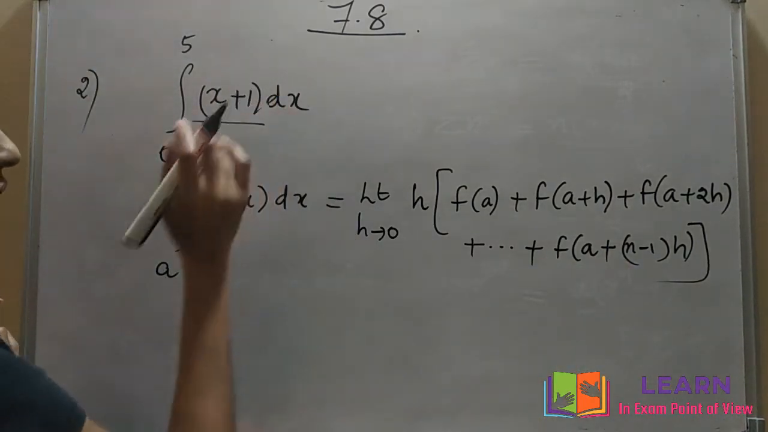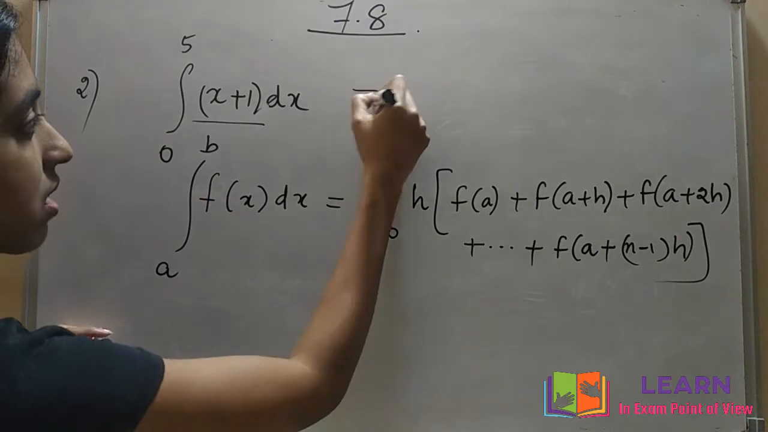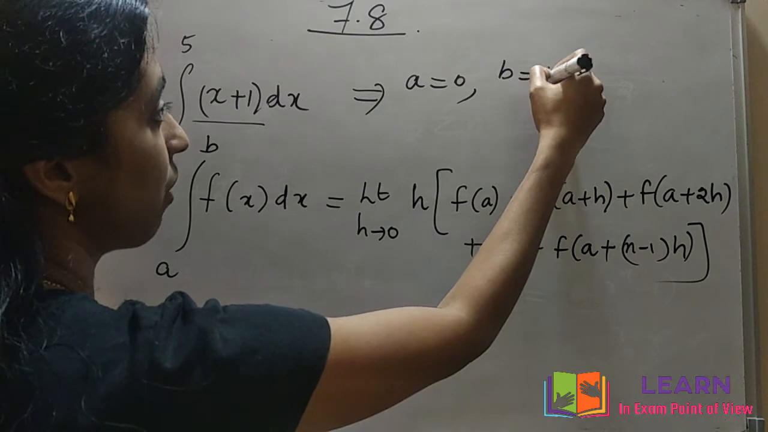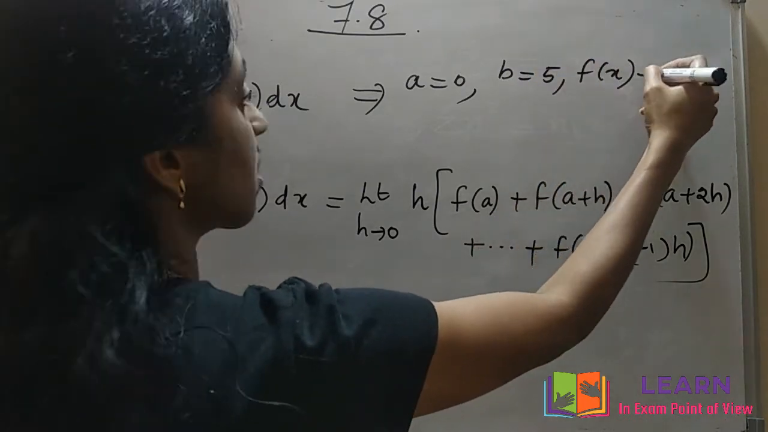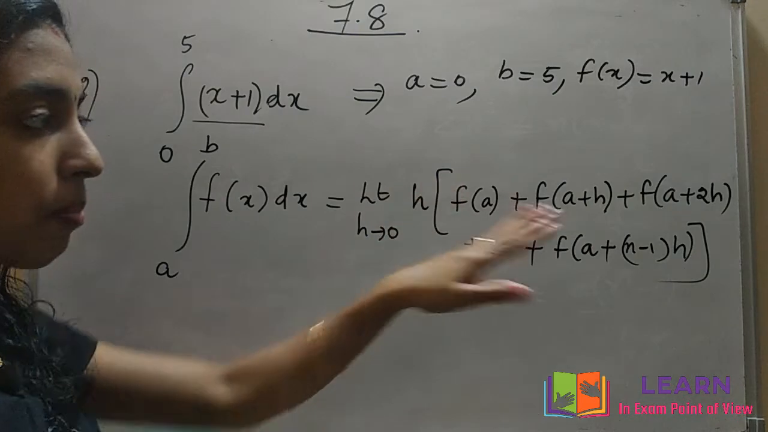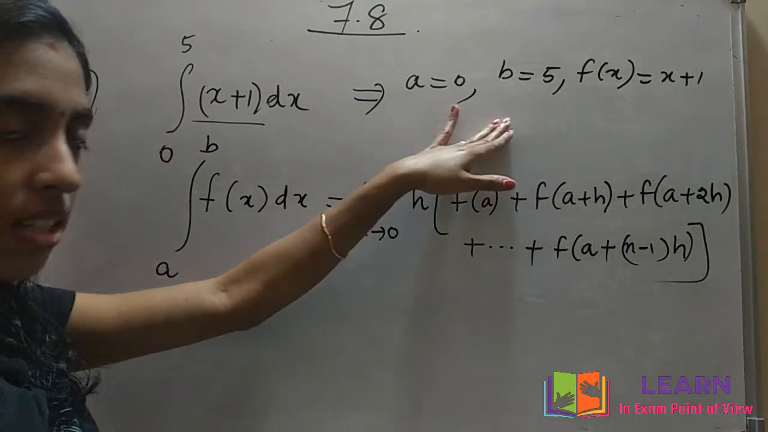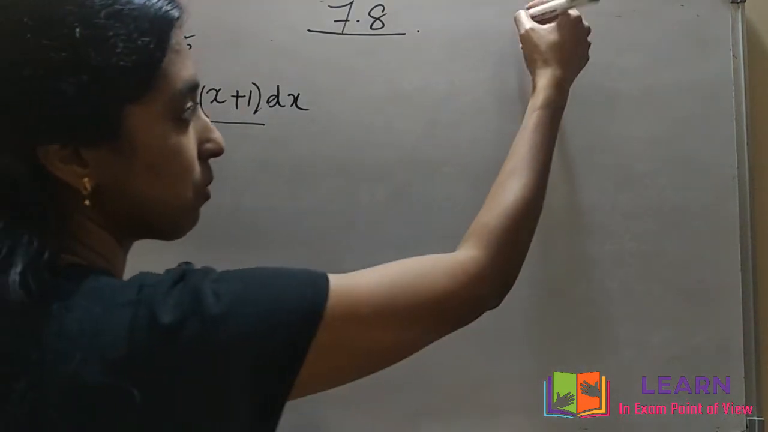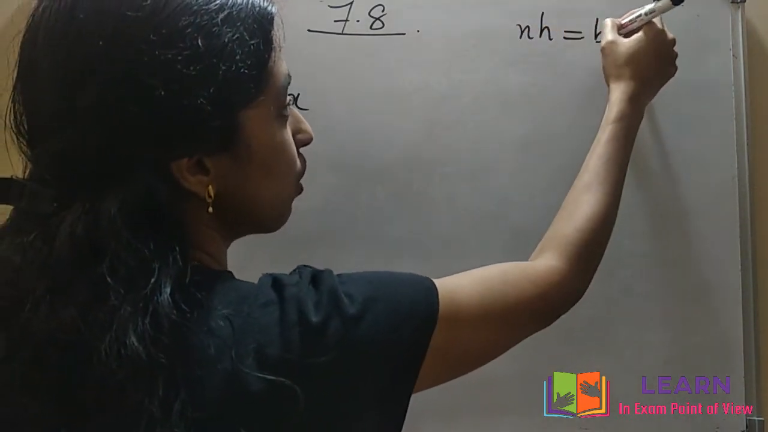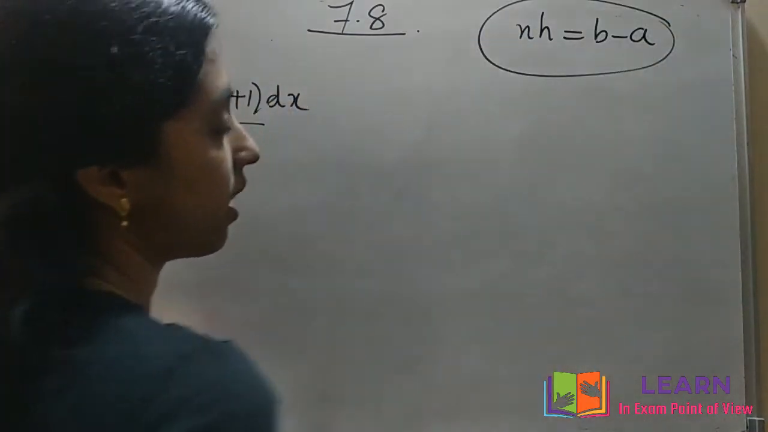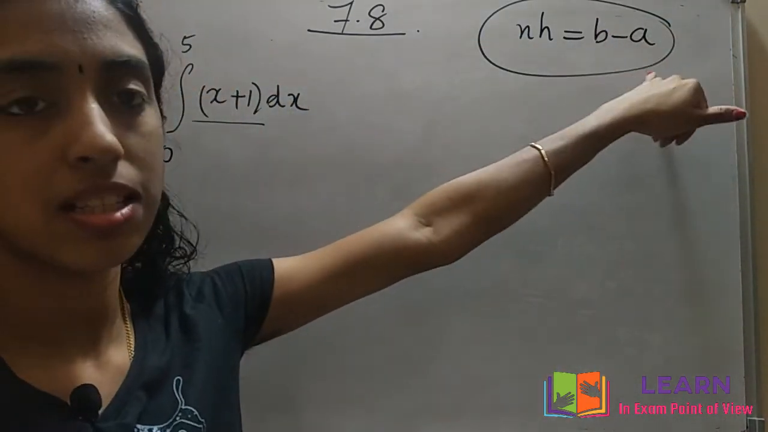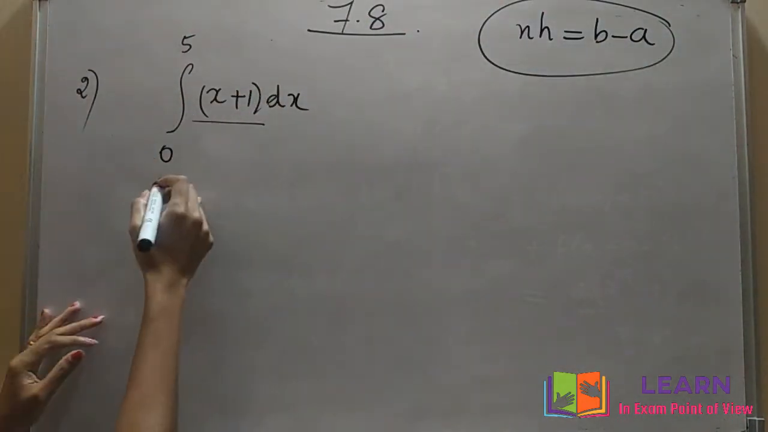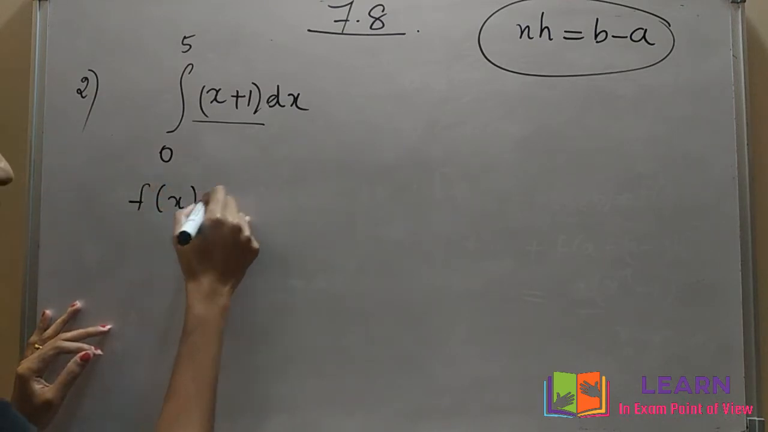In this question, the limit a is what? 0. b is what? 5. And f of x is given as x plus 1. Just apply the formula using this concept. Before solving this question, one more thing you have to know: nh is equal to b minus a. Keep in mind, nh is equal to b minus a, the upper limit minus the lower limit. So here, f of x is x plus 1.